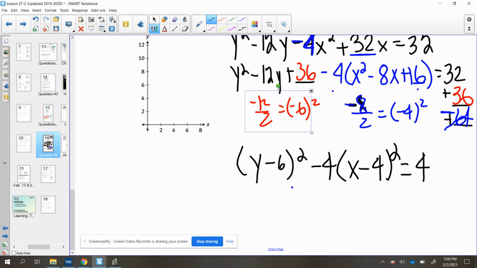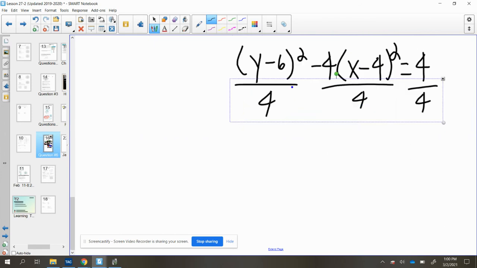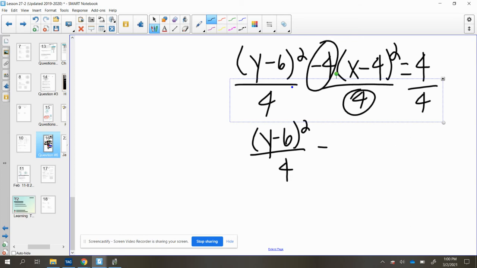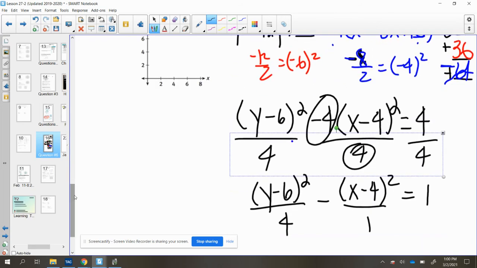Last but not least, we are going to want to divide everything by that 4 so that we finally get y minus 6 quantity squared over 4. These 4's cancel, and we're just going to be left with a 1 as our b parameter. So you can write that in if that helps, equals 1. So again, a squared is always coming under the first term, b squared is always under the second.